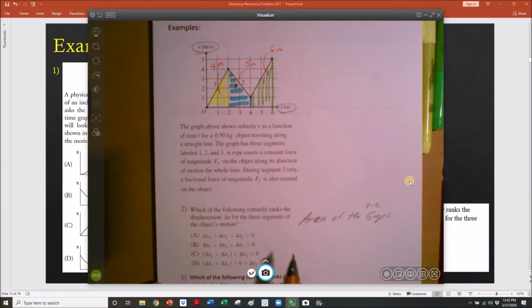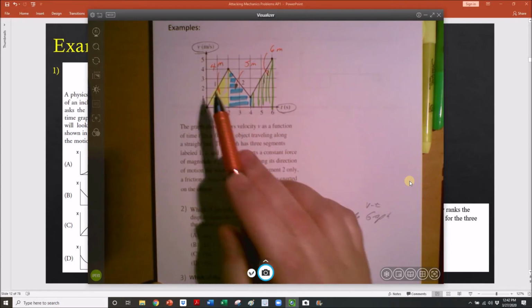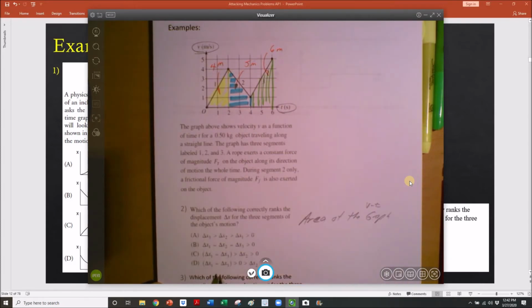So the answer is 3 is bigger displacement than 2, which is bigger displacement than 1. And so that's our answer right here. None of them have the same area. So you see an equal sign here, here, here, and here. So all of these have to be wrong.